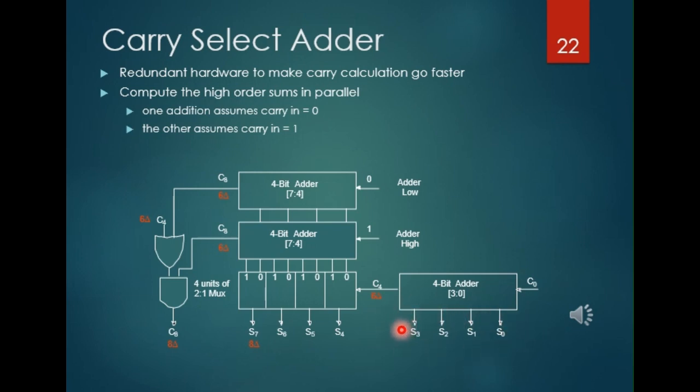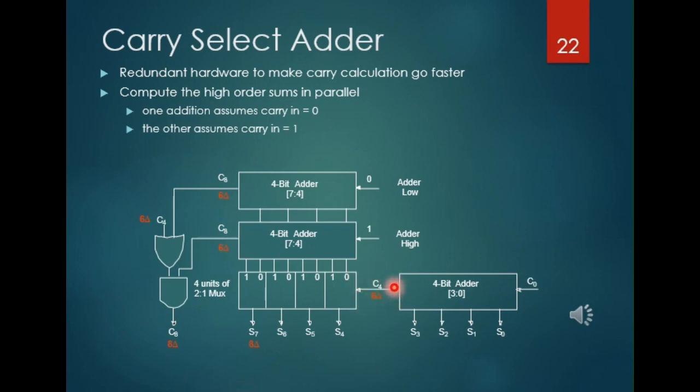Each of them produces a summation. Of course, this S3 down to S0 is confirmed correct. However, for S7 to S4, it has two sets of answers. One S7 to S4 comes from the top adder here, and another S7 down to S4 comes from the bottom adder here. And the multiplexer will choose the right answer. It will choose the answer from the right adder based on the result of C4 from the lower 4-bit adder after 6 delays.